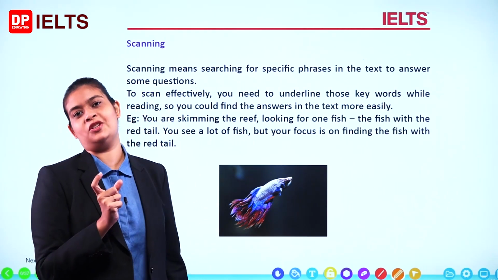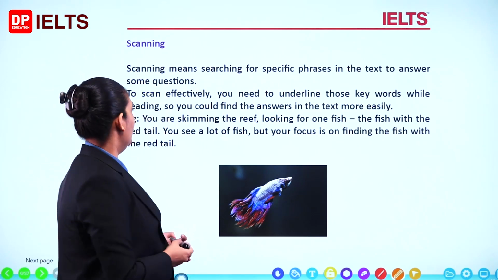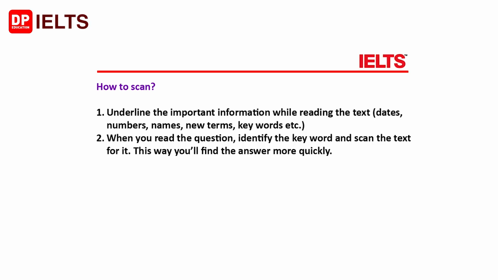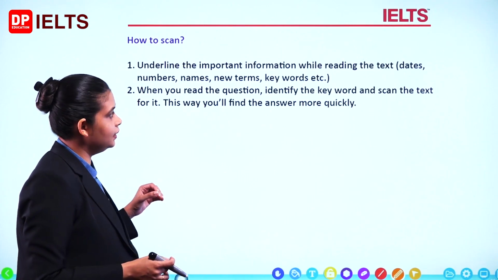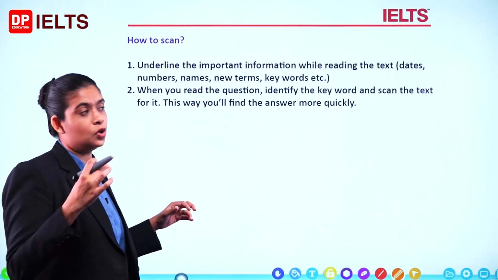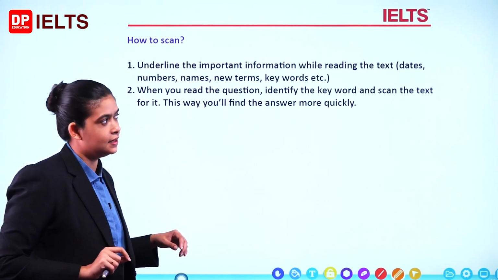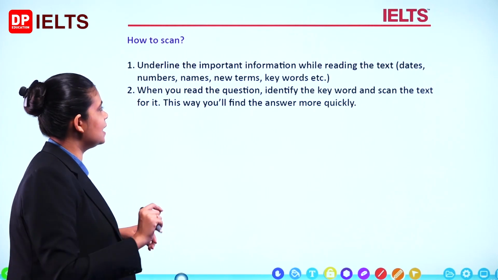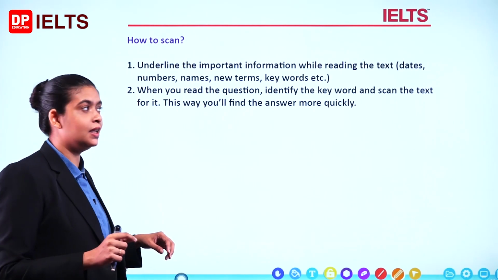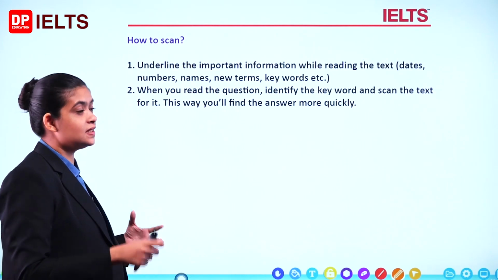Specific piece of information, right? Okay. So how do we scan? You underline the key pieces of information, or we say important information, while reading the text. So they can be dates, numbers, names, right? New terms, keywords, and we underline.